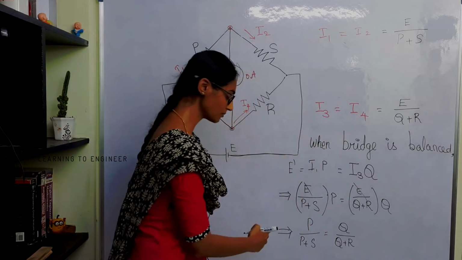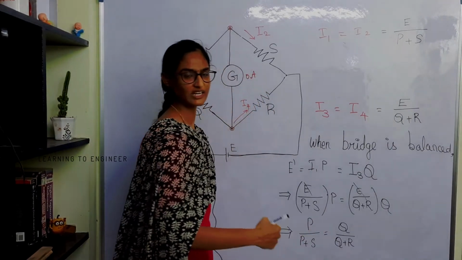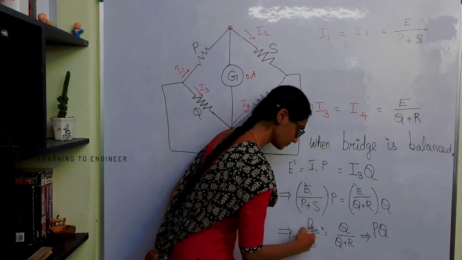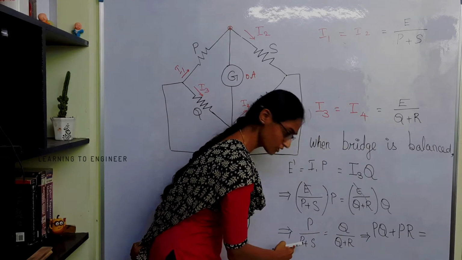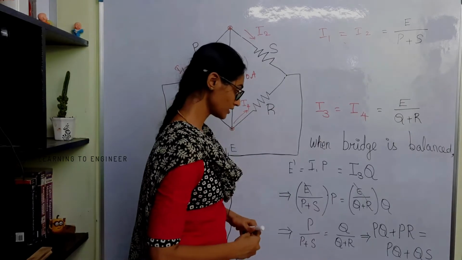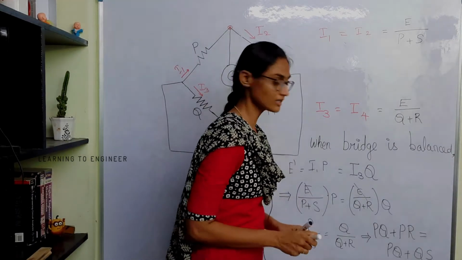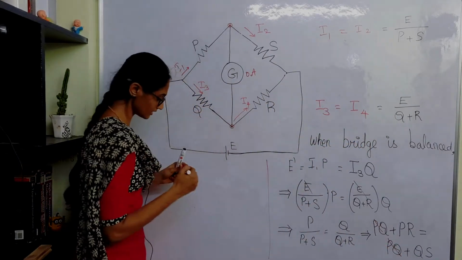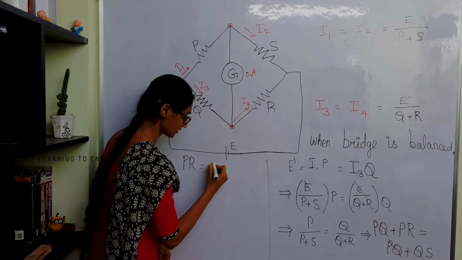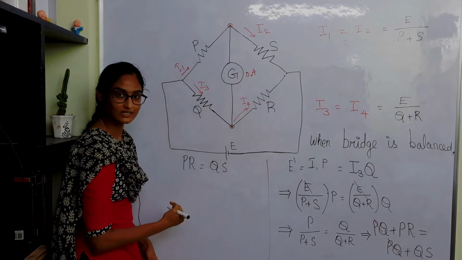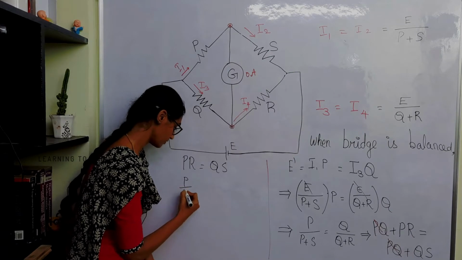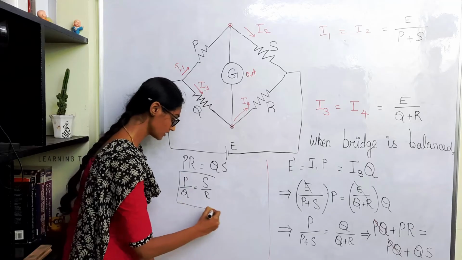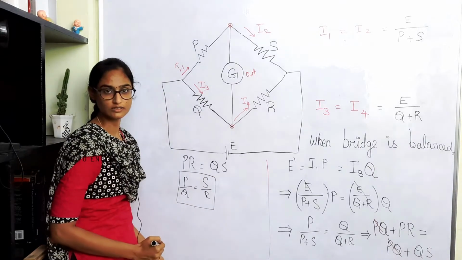So if you cross multiply, you will get two PQ terms and it will get cancelled. So this implies that PQ plus PR will be the same as PQ plus QS. So here you have two PQ terms on either side which can be cancelled. So PR is equal to QS. So the bridge balance condition will be P by Q is equal to S by R. So this is the condition for the bridge to get balanced.